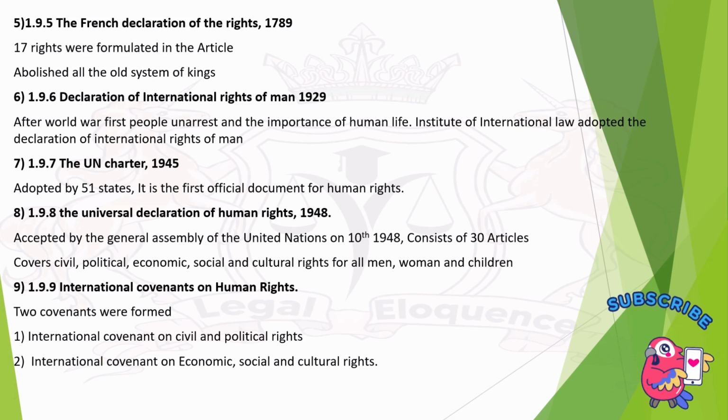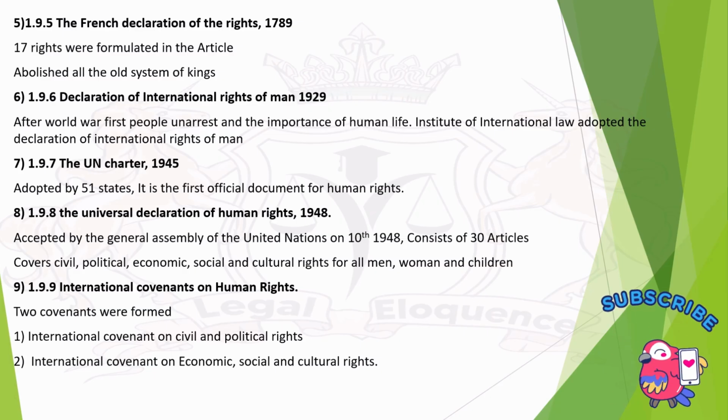Declaration of International Rights of Man, 1929. After World War I, people became aware of the importance of human life. The Institute of International Law adopted the Declaration of International Rights of Man. The UN Charter, 1945. Adopted by 51 states, it is the first official document for human rights.